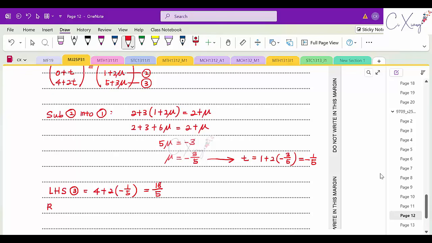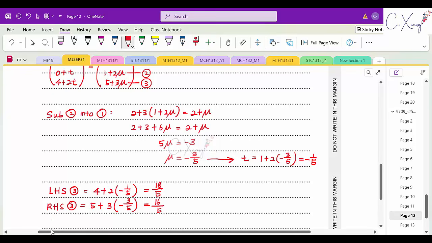Same thing happens for the right-hand side. I want to substitute the right-hand side using the value of mu. So 5 plus 3 mu, I get negative 3 over 5. And when I simplify them, I get 16 over 5. From here, we can see that the left-hand side value is not equal to the right-hand side value. That means line 1 and line 2 are the skewed case.